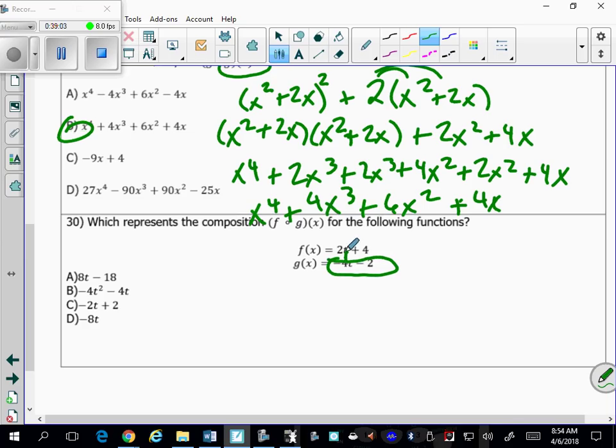So distribute, and now we just simplify. Negative 8t minus 4 plus 4, and the negative 4 and plus 4 cancel, leaving negative 8t. So that's D.